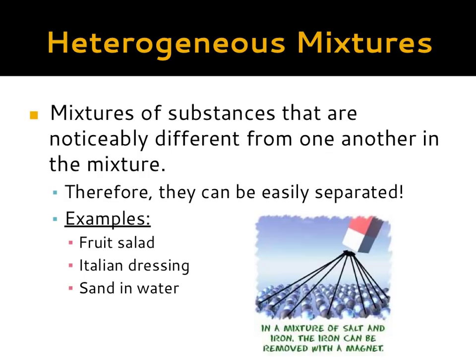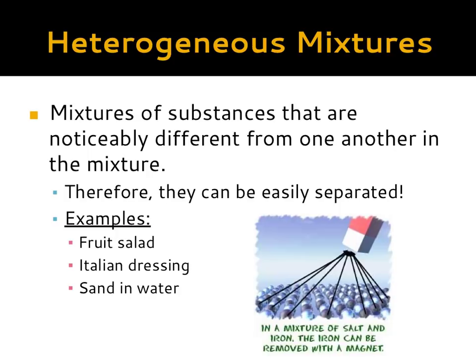So here's our heterogeneous mixture. Again, that's a mixture of substances that are noticeably different from one another. You can actually see the different parts of the different things in it. A good example here would be, I apparently was hungry when I wrote this, different foods. Fruit salad. If you're looking at a fruit salad, you can see the chunks of pineapple mixed in with the chunks of strawberries, mixed in with the grapes or whatever. You can see all of the different parts. You can easily pick out the different parts.